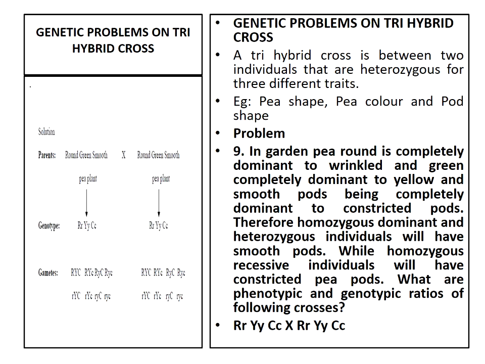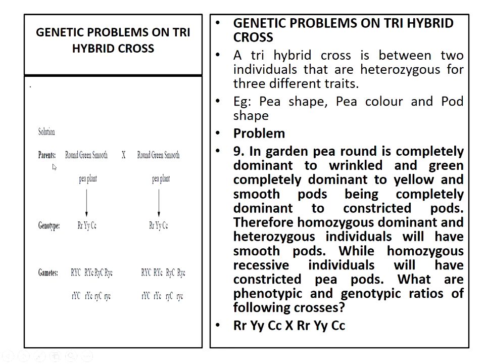Then what are the phenotypic and genotypic ratios of the following crosses? So we have to identify the phenotypic and also genotypic ratios of the given cross. The cross which is given is capital R small r, capital Y small y, and capital C small c, and it is self-crossed. So let us look at the solution.